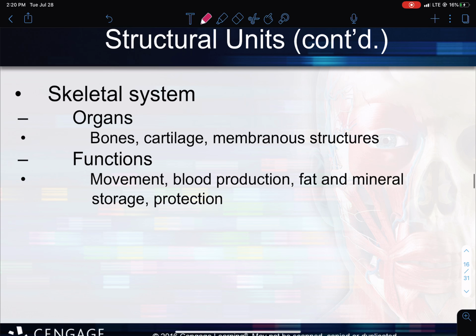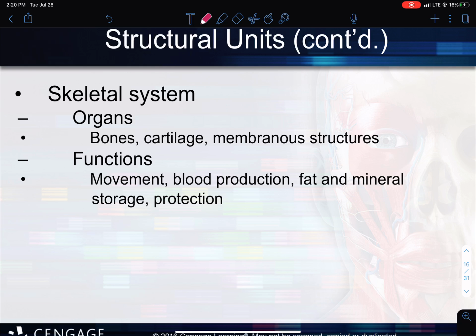Next body system is the skeletal system. This consists of the bones, cartilage, and membranous structures. So bones, relatively self-explanatory there. Cartilage, this is going to be the protective connective tissue that is going to be separating from bone to bone so that bones don't have to rub up against each other. And then we have membranous structures that help separate out each of these individual bones from other bones.